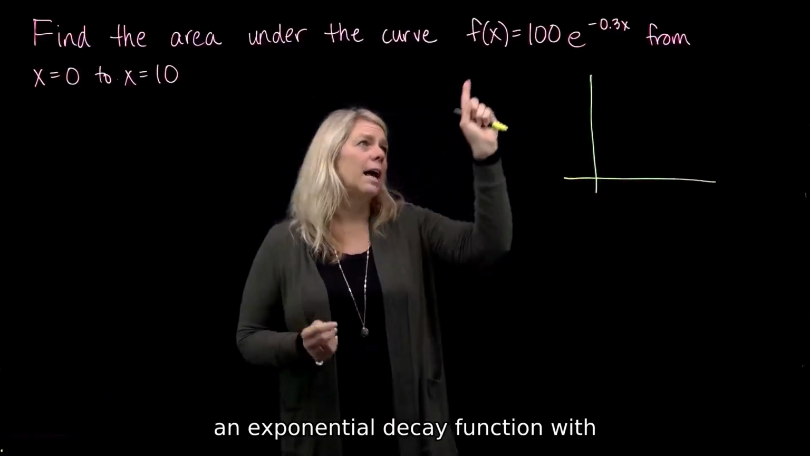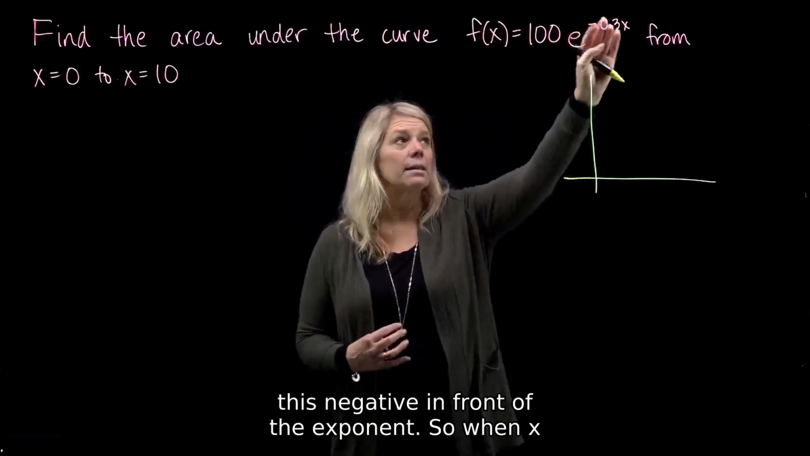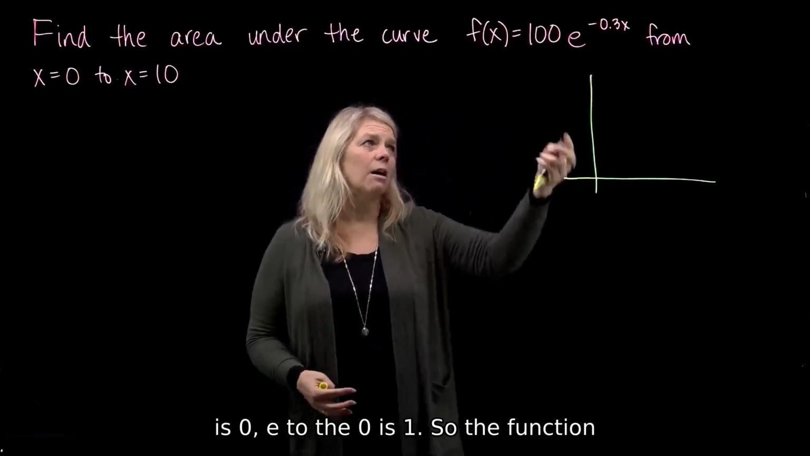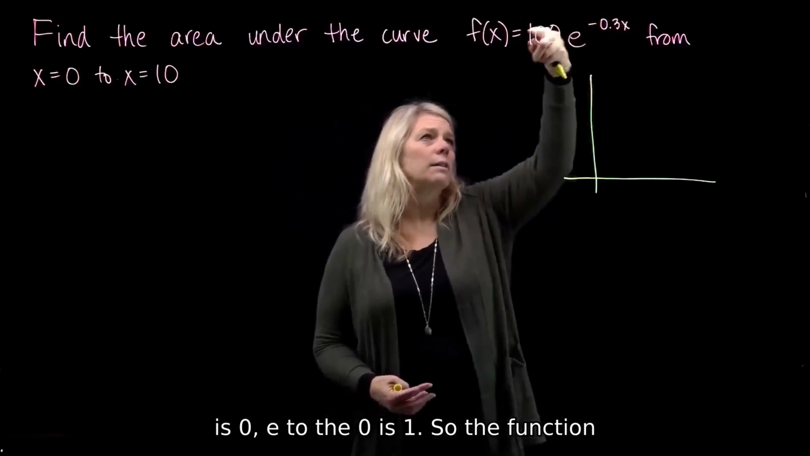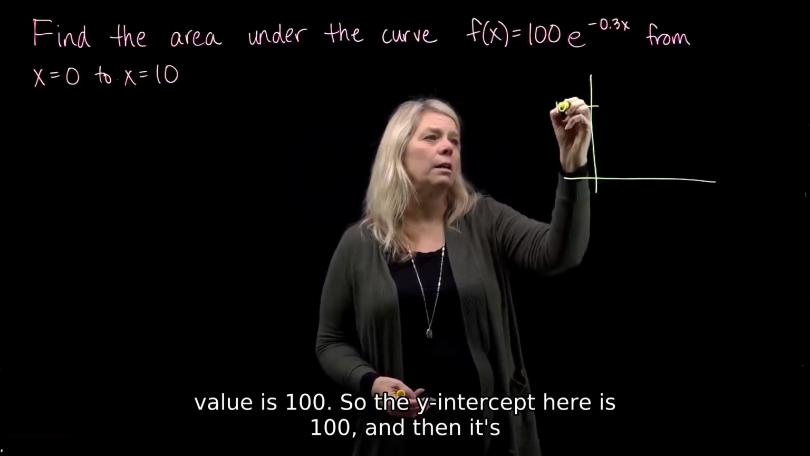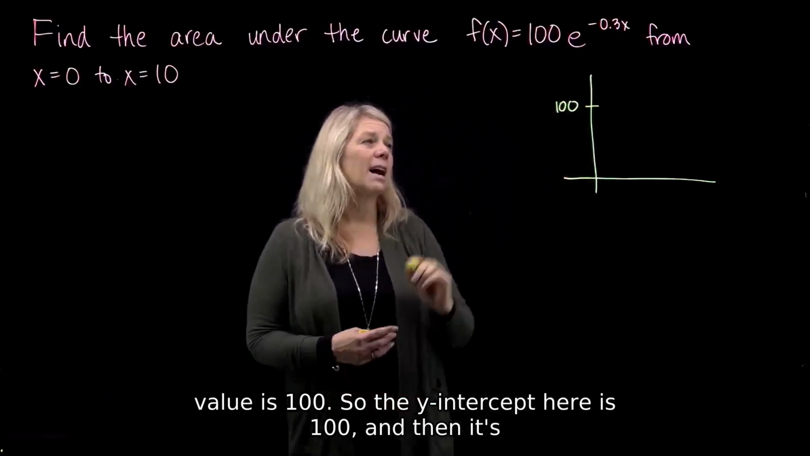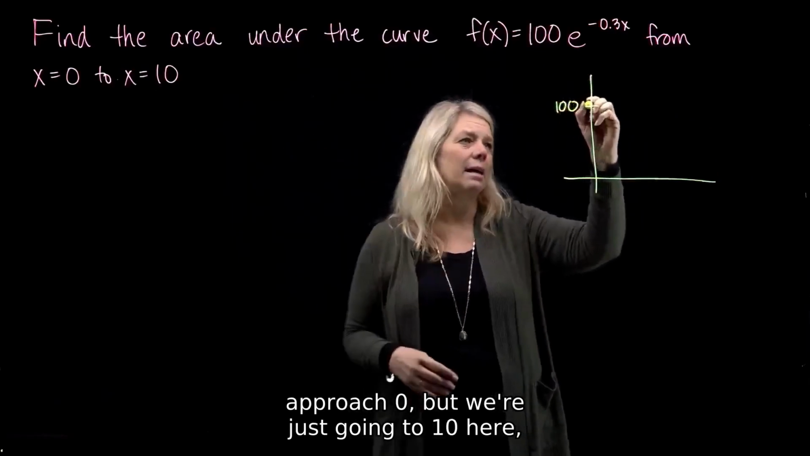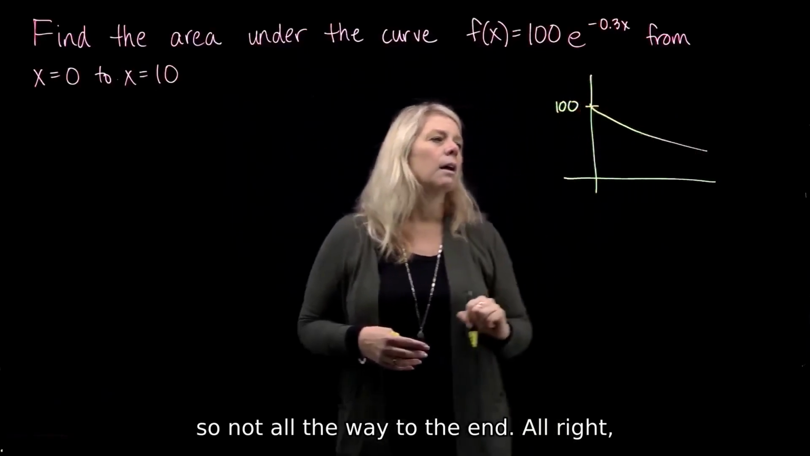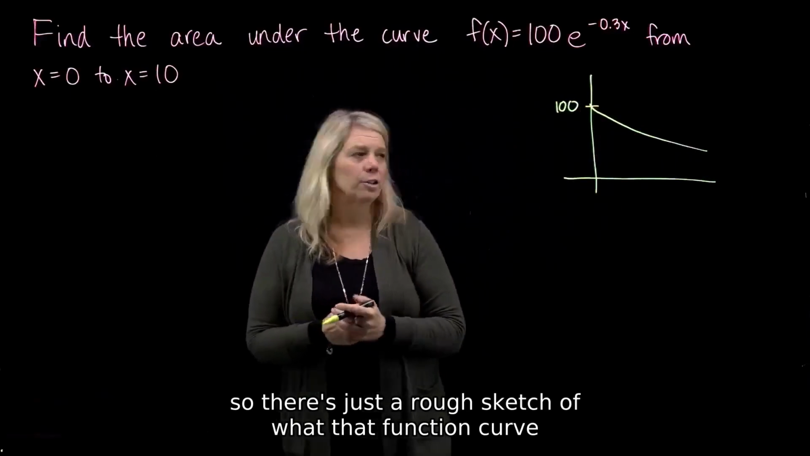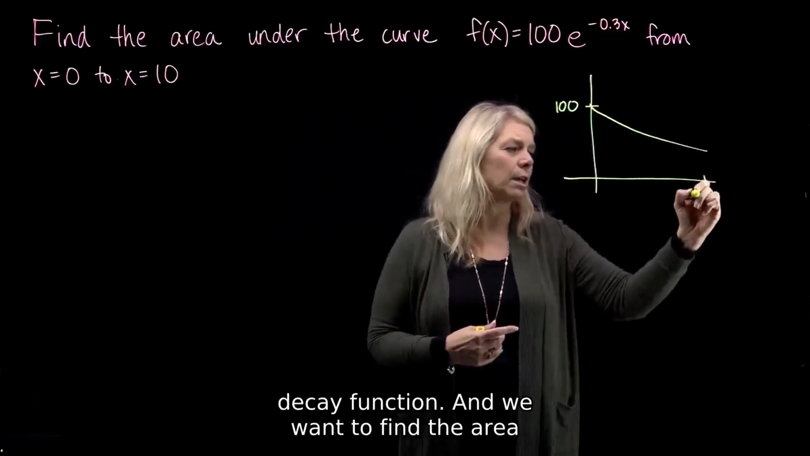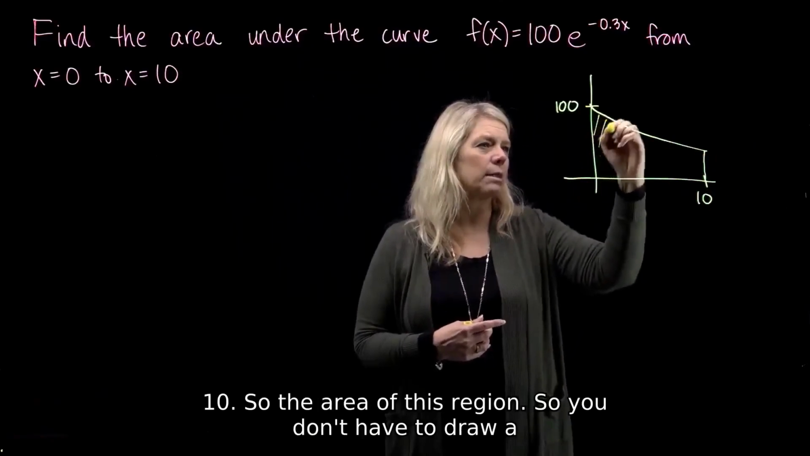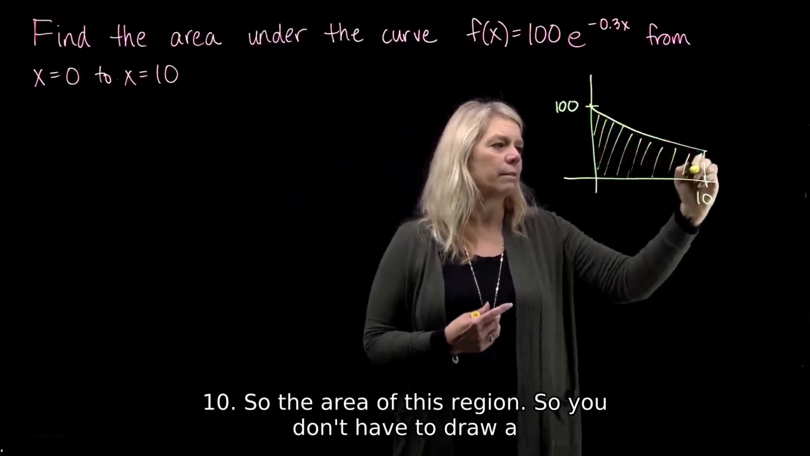All right, so this is an exponential decay function with this negative in front of the exponent. So when x is 0, e to the 0 is 1, so the function value is 100. So the y-intercept here is 100, and then it's going to decay and eventually approach 0, but we're just going to 10 here, so not all the way to the end. All right, so there's just a rough sketch of what that function curve looks like, an exponential decay function, and we want to find the area under that curve from x equals 0 to x equals 10. So the area of this region.